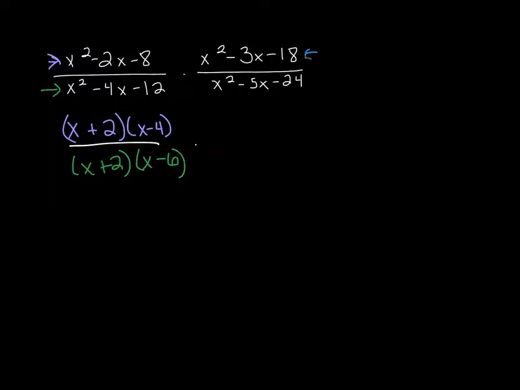Now let's come over here to this numerator. A times c is negative 18. So 1 times negative 18 does not work. 2 times negative 9 does not work. 3 times negative 6, that works. So x plus 3 and then x minus 6. And then let's look at this denominator.